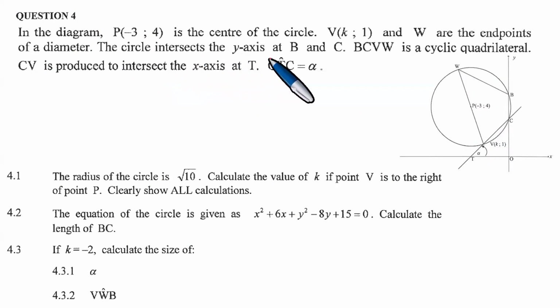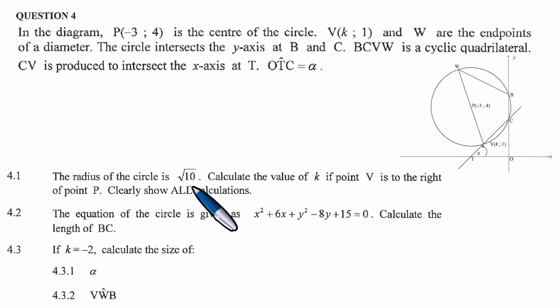The circle intersects the y-axis at B and C. B and C are the points of intersection of this circle with the y-axis. BCVW is a cyclic quadrilateral. CV is produced to intersect the x-axis at T, right, at T there. The angle OTC is alpha. Here's the angle alpha. The angle alpha is actually angle OTC.